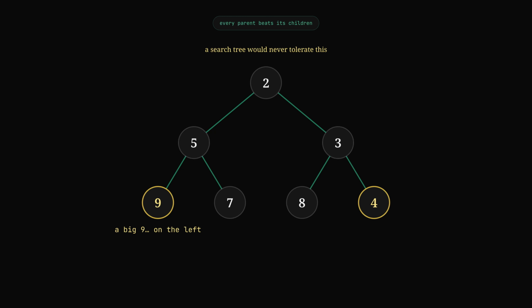Now notice what a search tree would never tolerate. The 9 sits on the left side. The 4 sits on the right. Smaller left, larger right is simply not a rule here.